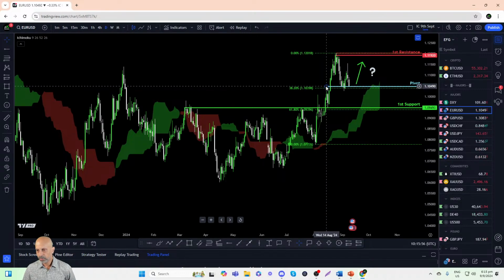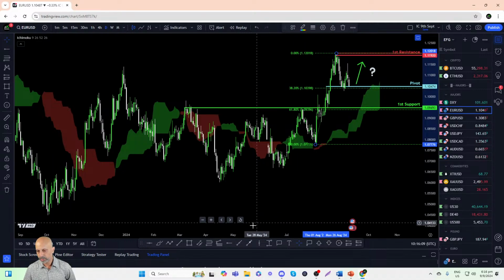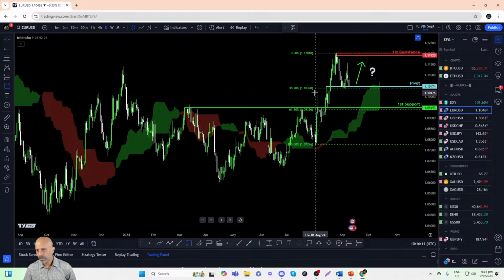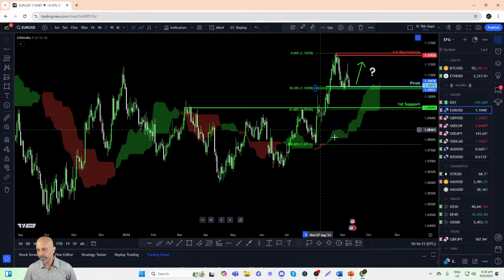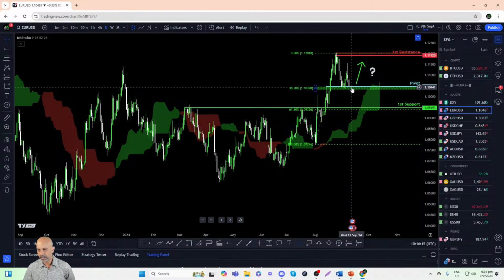We see the euro running into resistance on 14th of August, and after that finding support here at the beginning of September, which creates an overlap support level that is currently being tested. This overlap support level also has the presence of a 38.2% Fibonacci retracement, right? So we could potentially see the euro stabilize around this level.